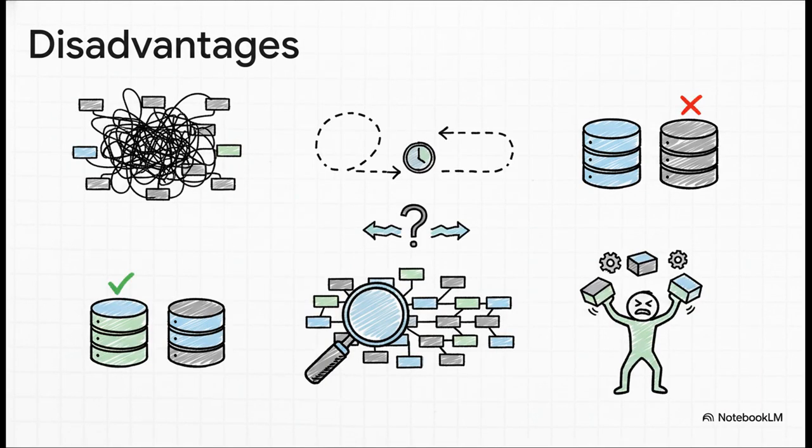But look, it's not a magic bullet. Microservices come with their own set of headaches, and the biggest one by far is complexity. Instead of managing one application, you're now juggling dozens, maybe even hundreds, of tiny services that all need to be connected, monitored, and kept secure. It's like going from being the manager of a single building to suddenly being the mayor of a sprawling city. It's just a different kind of work.